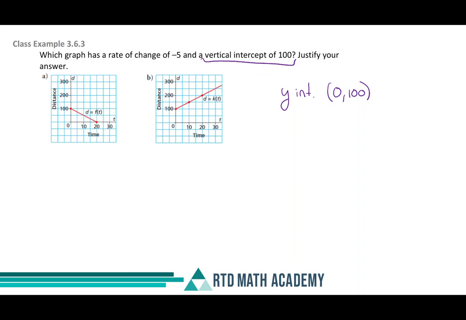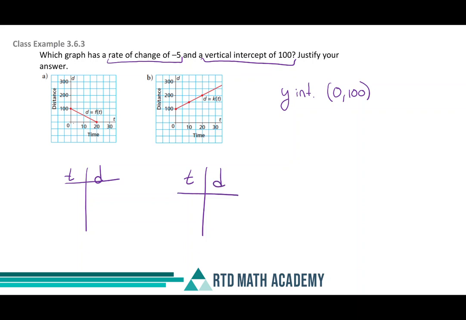So let's start there. In graph A, it looks like I do have a y-intercept of 100, but I also have a y-intercept of 100 in graph B, so that works for both. So now we've got to talk about this rate of change, and there's a couple of things that we can do. First of all, we know that rate of change means that as we have a consistent change in our x values, we're looking for a consistent change in our y values. So let's just quickly look at time versus distance and some nice points for both of these, and then we'll talk about what's going on here.